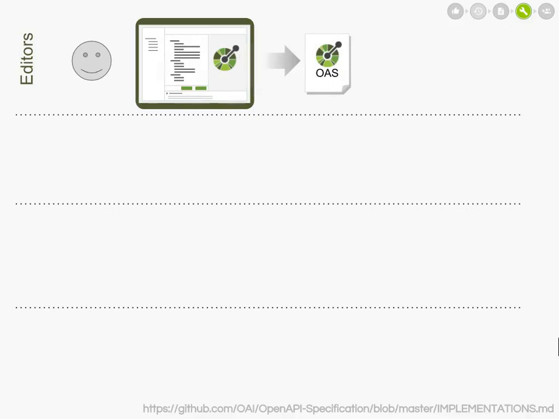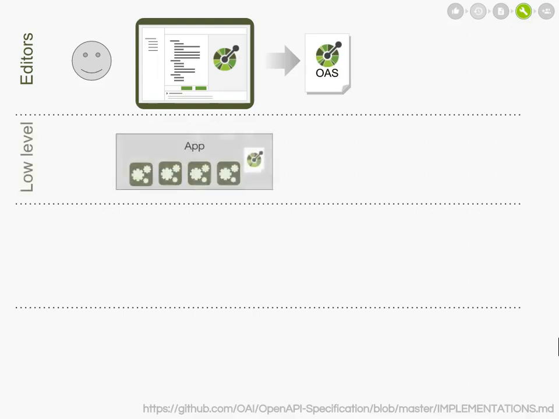Specifically, we could find 4 types of tooling. Editors. We can have some apps that allow you to easily create the spec. You don't need to dive into the JSON and the YAML. You can have a graphical way to specify the API, and it generates a valid OAS. You can also have some low-level tools, to do some parsing, some generation.